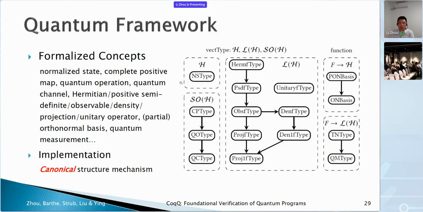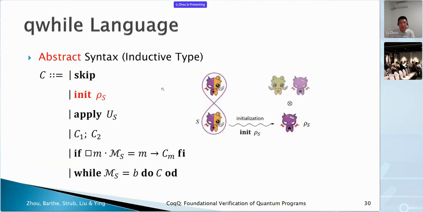Based on above ingredients, we formalize many concepts in quantum mechanics. First, this framework can be of independent interest for other purposes, such as building the library for quantum information theory. CoqQ implements a qwhile language in two levels. First, it defines the abstract syntax and then instantiates it to a concrete syntax.